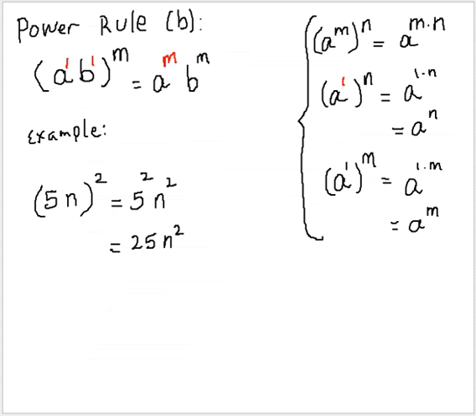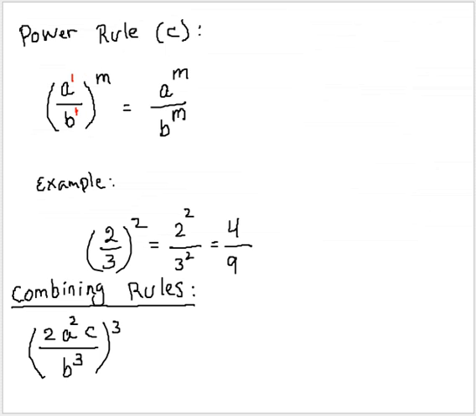Okay, and then we looked at power rule part B, when we have ab to the power of n, and we'll put the imaginary 1 here. That's the reason the exponent is not there, because it's 1, and we are multiplying the exponents together. So here m times 1 would be equal to m, and so on. We looked at the example, 5n to the power of 2 is the same as 5 to the power of 2 times n to the power of 2, so that would be 25 n to the power of 2. Mariam, type OK if you're all right with this concept as well.